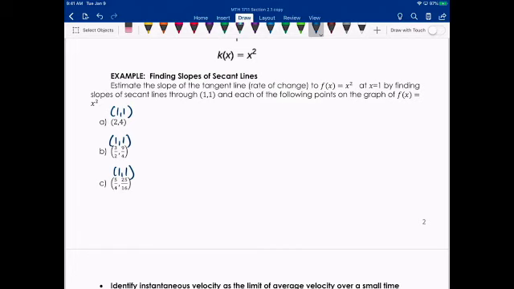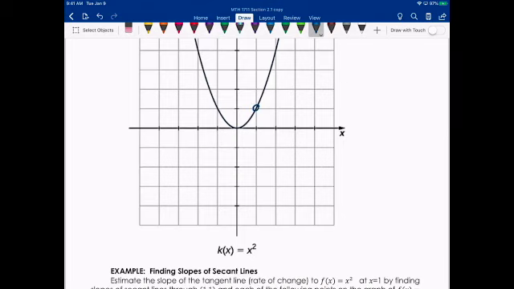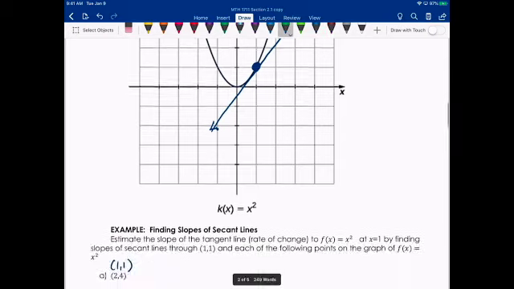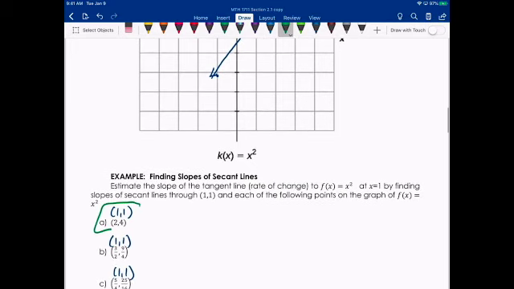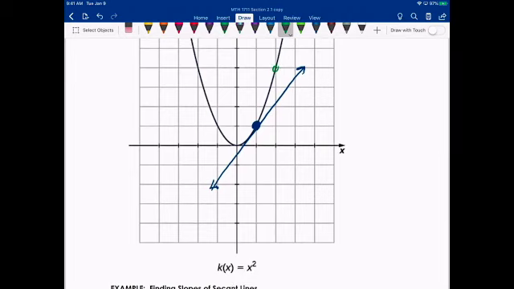So for part A, let's draw this on the graph. Here's the point that I'm trying to find for the tangent line, the slope of the tangent line. This is what we're trying to find, the slope of the blue line. So for the first line that we're going to use for our estimation, we'll do this one in green. I'm going to use the point 2, 4. So I'm going to go over 2, up 4. So here's the slope of the line that we're going to find for part A.